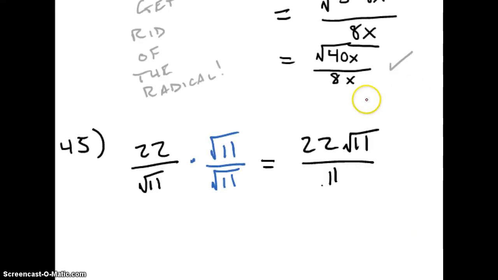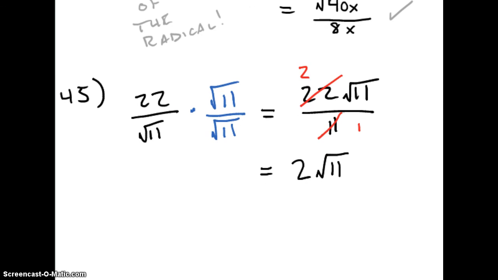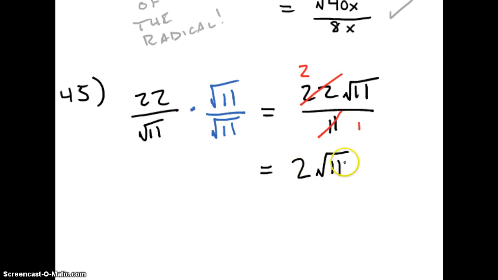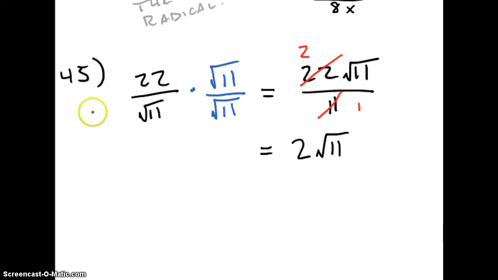And when I see something like this, I don't want to leave it, it's not fully simplified yet. These guys both share a common factor of 11. So I can pull out a 2 up here and a 1 down here. So my fully simplified form is going to look like this: 2 times the square root of 11. That over 1 doesn't matter, so I'm not going to include it. This does look a little bit cleaner than this 22 over square root of 11. It's also a little bit simpler to plug into a calculator. 2 times square root of 11 versus 22 divided by square root of 11. Not too much easier, but it's a little bit cleaner.